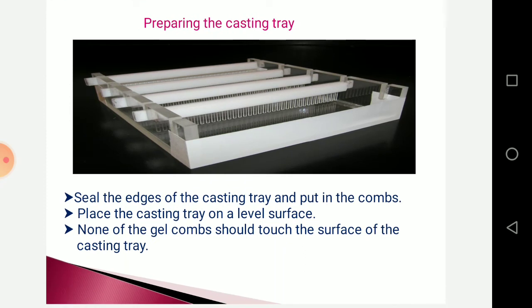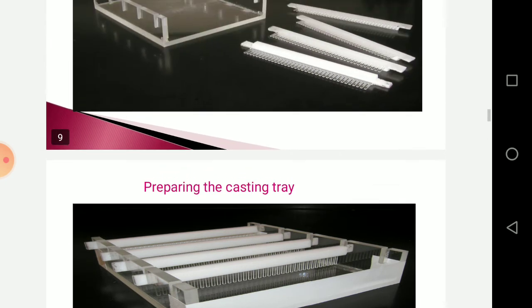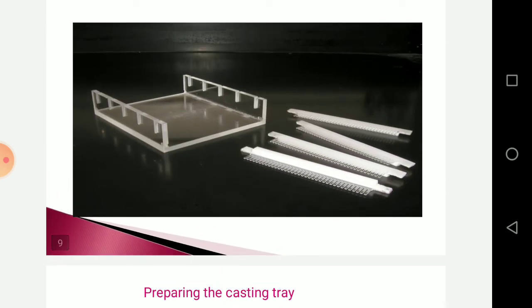This is preparing the casting tray. Seal the edge of the casting tray and put the comb. In this diagram we can see the casting tray is open from both sides. So this open side should be sealed with tape or anything which seals this open part.